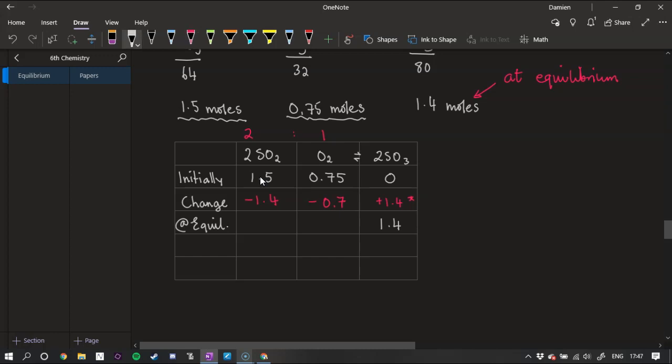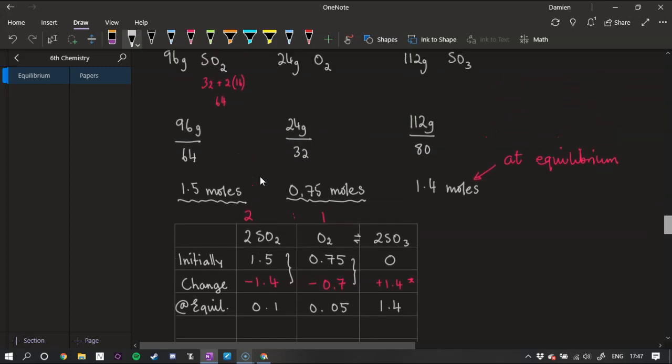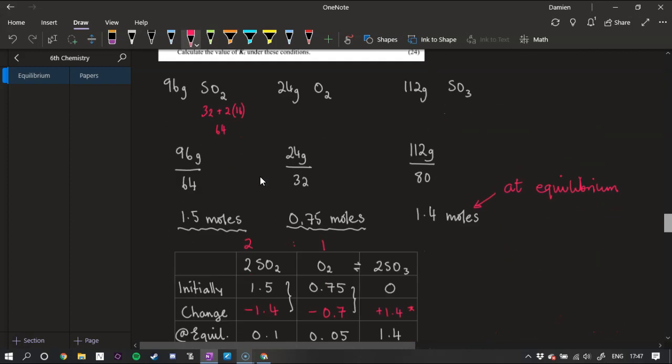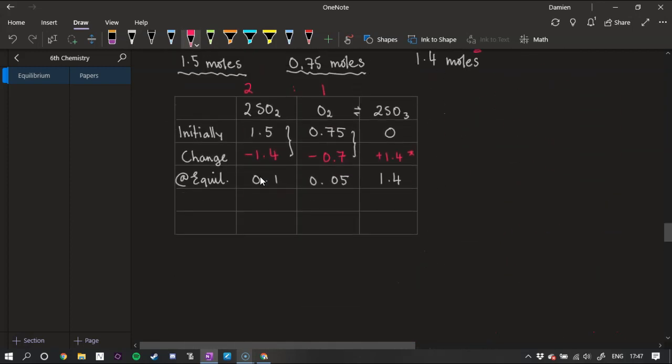So this one here is going to be 0.1 when we do this calculation. And when we do this calculation here, we're going to get 0.05. And we have our 1.4. Now again, going back, let's check our 50 litre. It is. There's your 50 litre. So we can go back down and write that in. We have a 50 litre container.